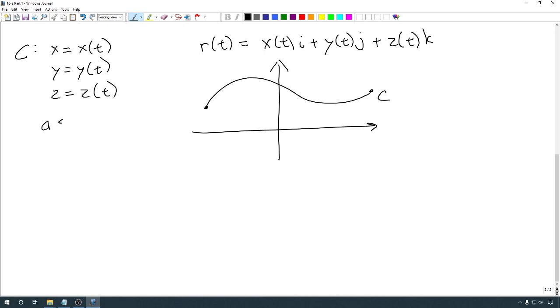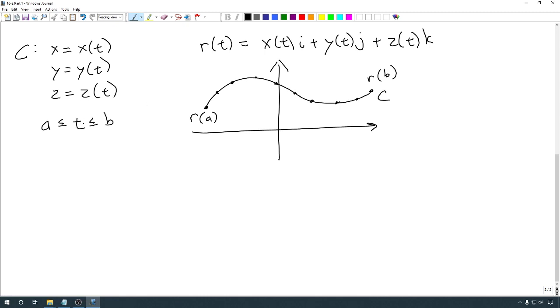Usually we'll be given some range of t values that we put in here. So maybe this is r of a, meaning that I plugged a into here and got this point, all the way to r of b. I want to break up C into a bunch of little pieces. So we have all these little pieces of our curve.